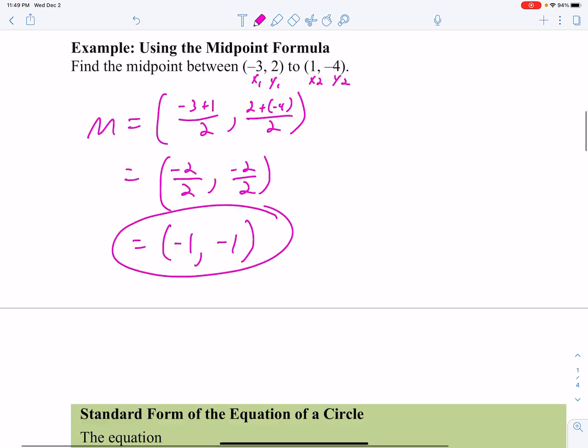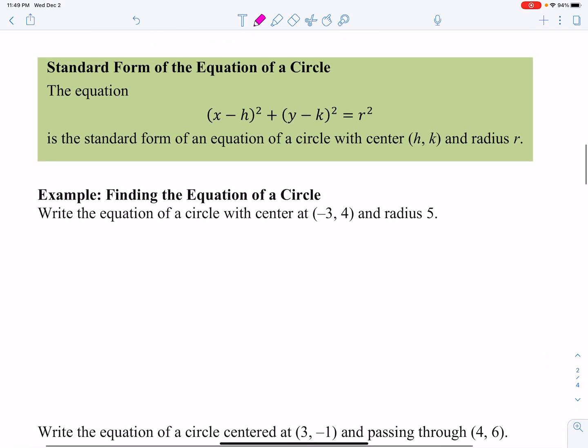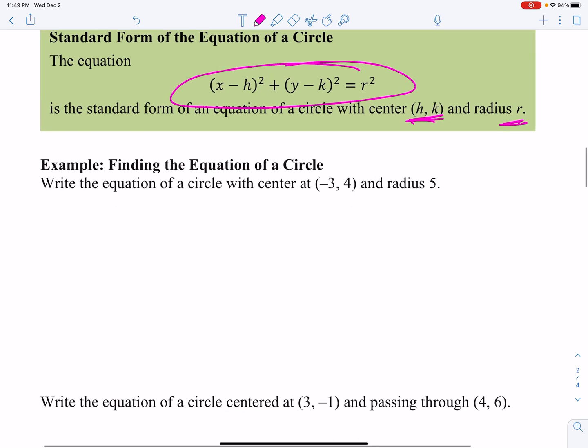All right, almost done. Hanging on. Standard form of the equation of a circle. So that's important. You should know that formula right there. x minus h squared plus y minus k squared equals r squared, where the center is (h, k) and the radius is r. Okay? All right, so let's use that formula.